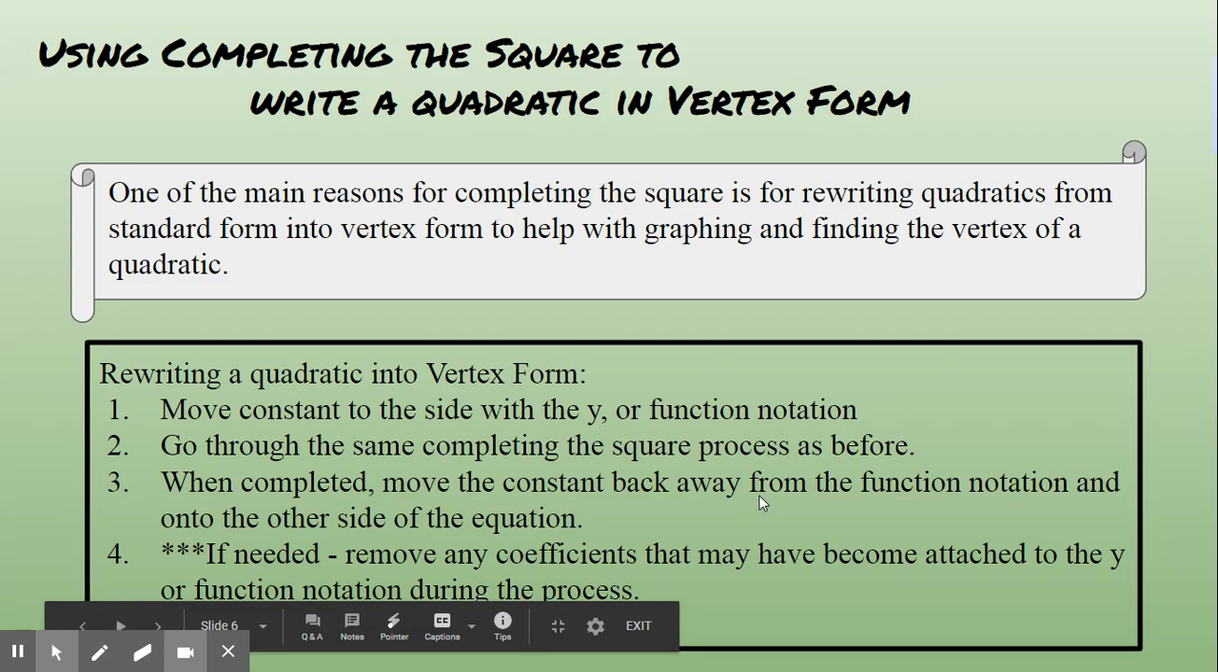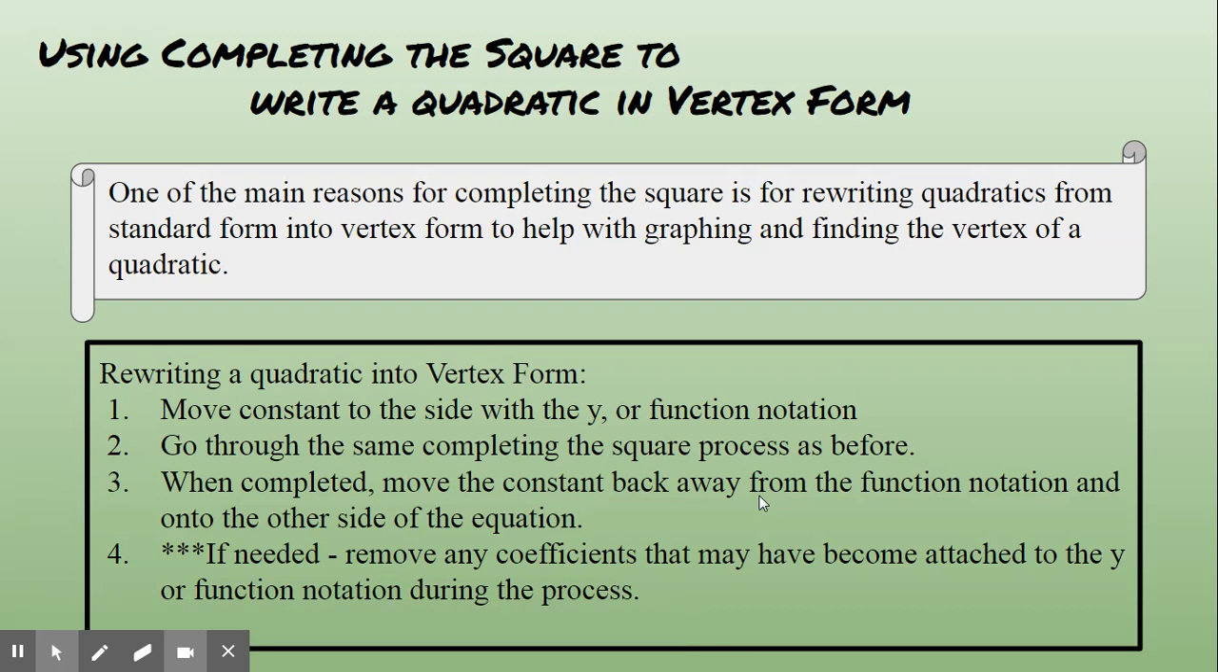Okay, now, the biggest reason we want to know how to complete the square is so we can rewrite quadratics in vertex form. That's our main reason. So rewriting a quadratic into vertex form is very similar to what we just did. We just have 2 extra steps. First step, move the constant to the side with the y or your function notation. So that y equals or f of x equals is just going to stay there. You just bring the constant over.